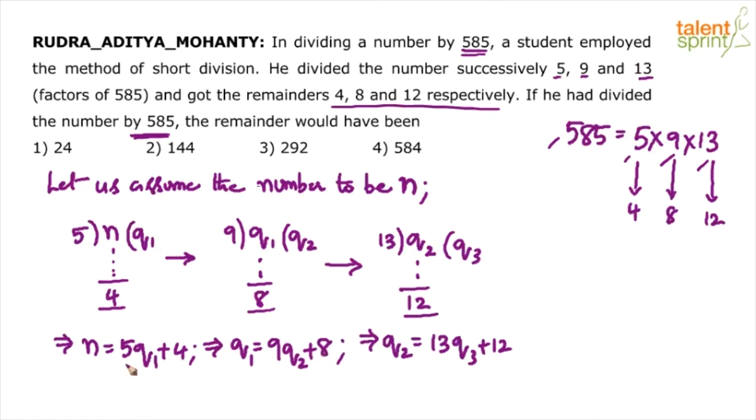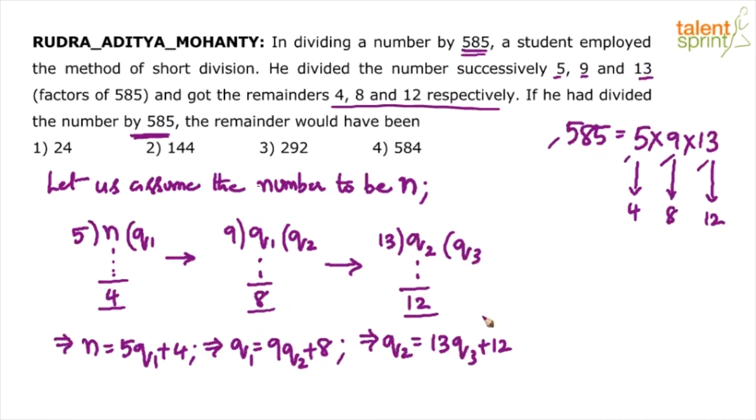Sorry, I think I said always the dividend is equal to divisor times quotient plus 4. It's not plus 4, it's plus remainder, right? The dividend is equal to divisor into quotient plus remainder. So dividend n is equal to divisor into quotient plus remainder 4. Dividend q1 is equal to divisor 9 into quotient q2 plus remainder 8. Dividend q2 is equal to the divisor 13 into quotient q3 plus 12.